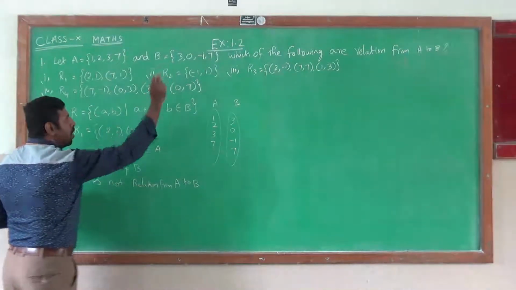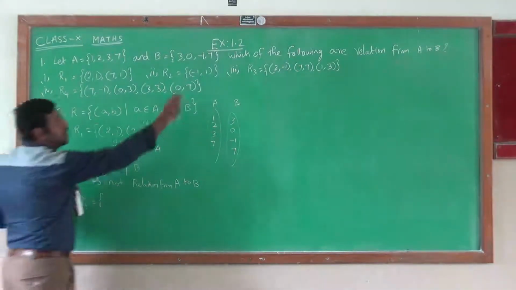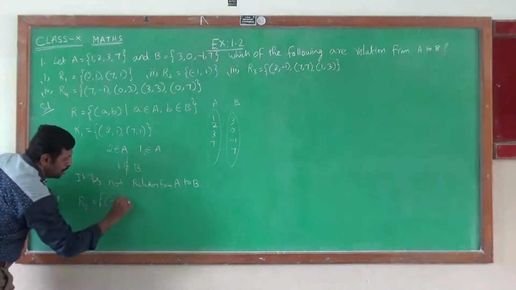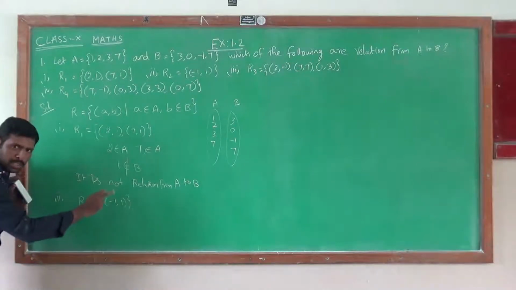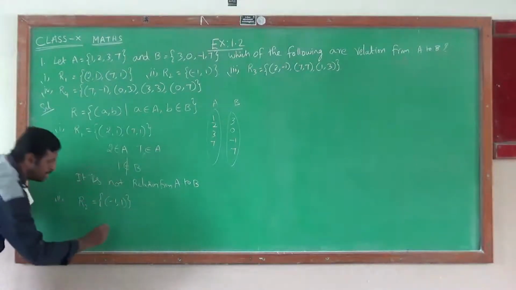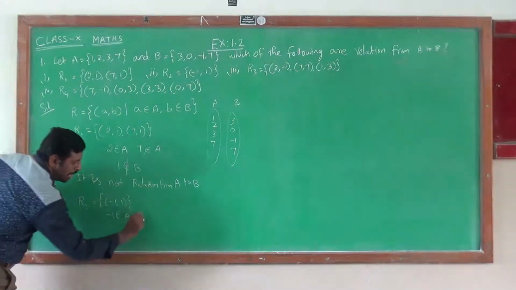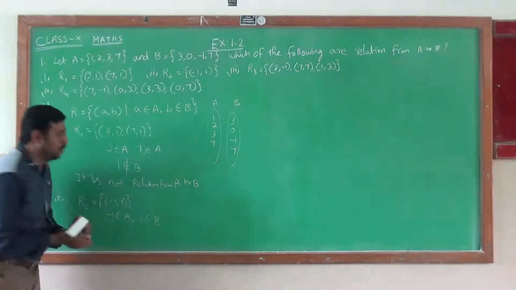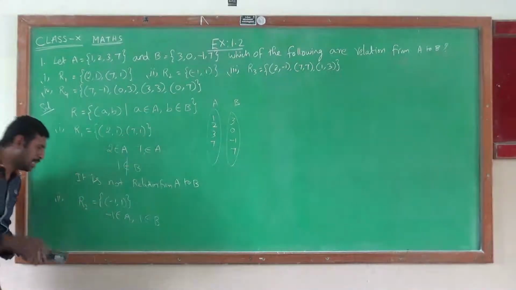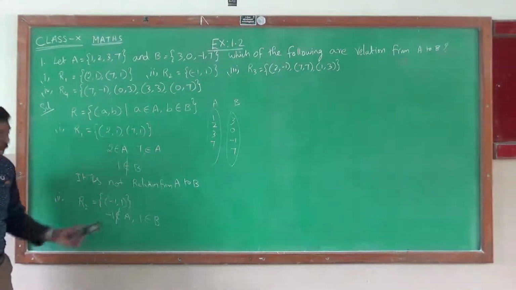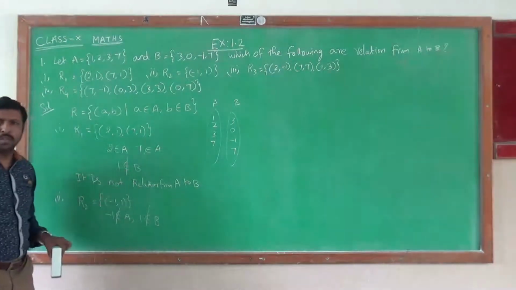The second Roman number is given as R2. R2 is equal to the set (minus 1, 1). See, the first element belongs to set A and the second element belongs to set B. Now come to the set A. There is no minus 1 in the set A. So minus 1 does not belong to A, and also 1 is not there in set B. Right? This also does not belong to B.